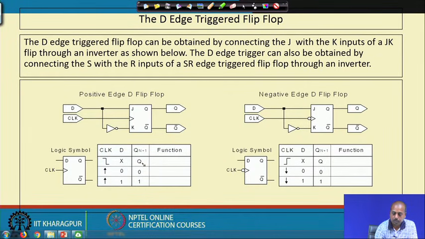To be more precise, instead of writing Q, you can write Q n. Otherwise, when the clock signal is making a transition from low to high, depending upon the value of D, it will either become 0 or it will become 1. This way we can have this D type edge triggered flip flop.